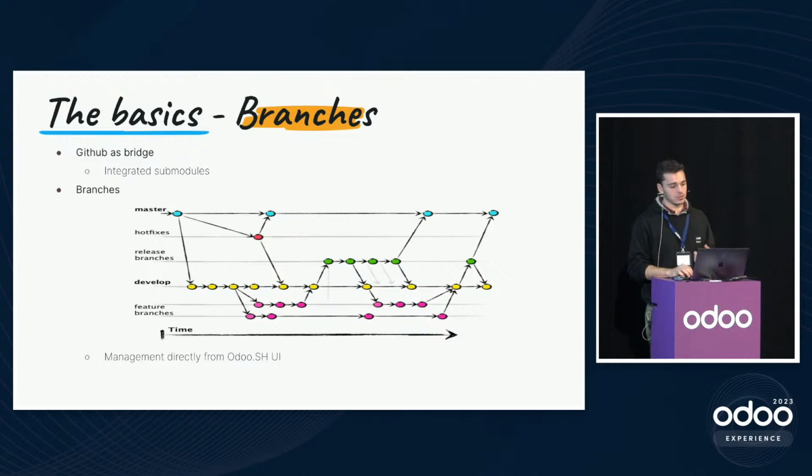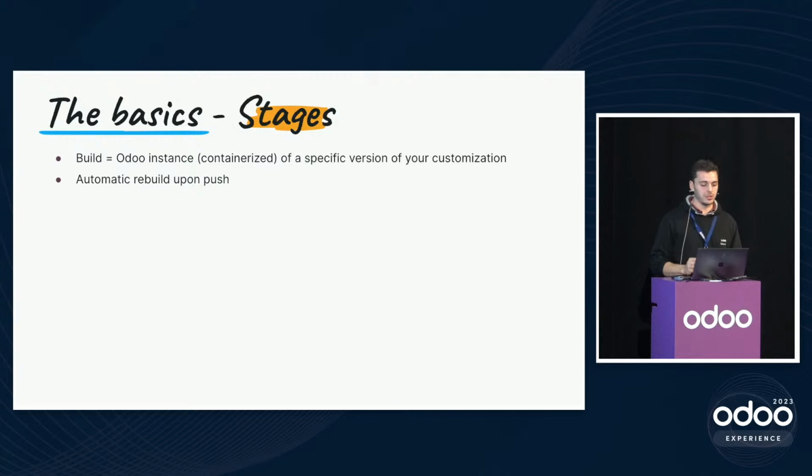The second concept that you have to understand is that those branches on Odoo.sh will be represented in real life by builds. So what is a build? It's simply an Odoo instance that is running with some version of your code on a branch.